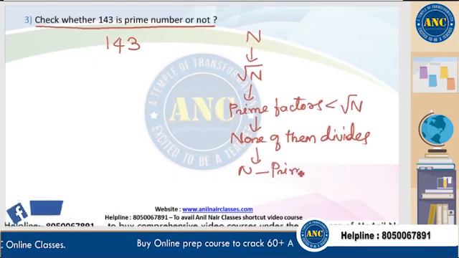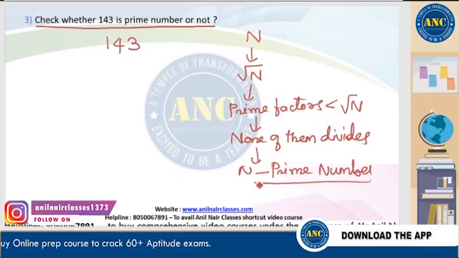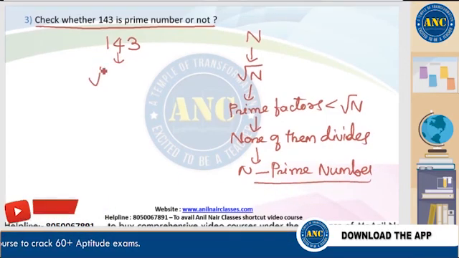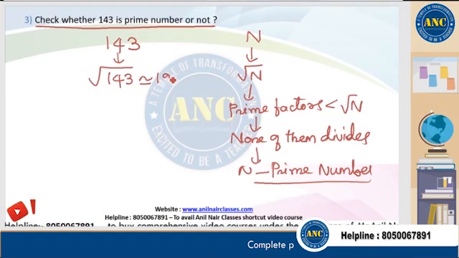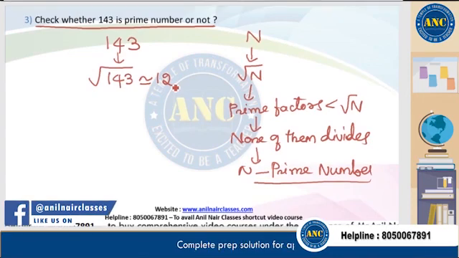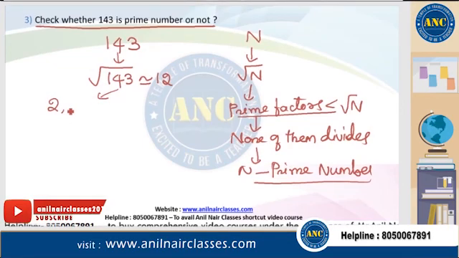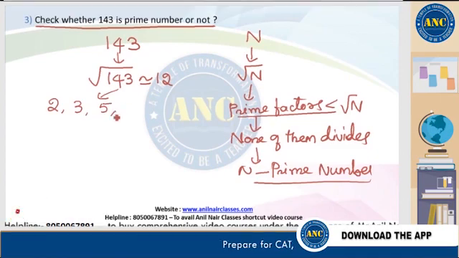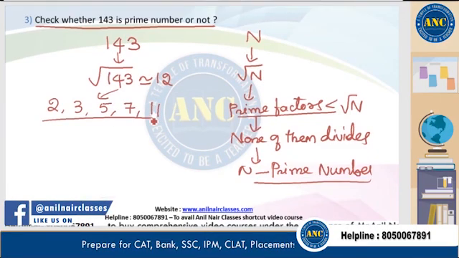This is the flow chart. The square root of 143 is closer to 12. 12 squared is 144. Next, all the prime factors less than root n, that is, less than 12: 2, 3, 5, 7, 11.